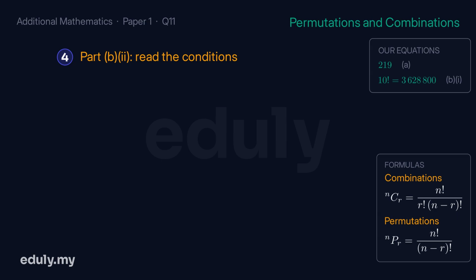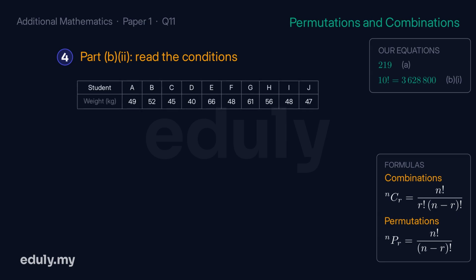Section 4. Part B, Question 2, where the conditions kick in. Here is the weight table again. First, who weighs more than 50 kilograms: B at 52, E at 66, G at 61, and H at 56. These 4 must each take a bottom bed.